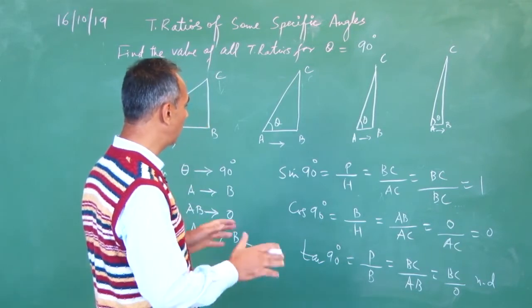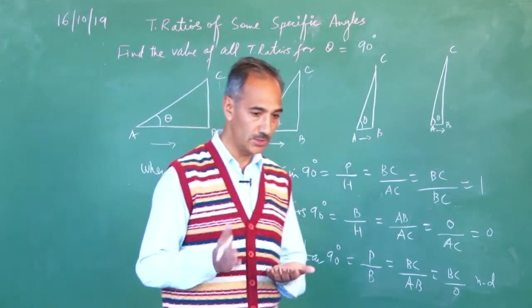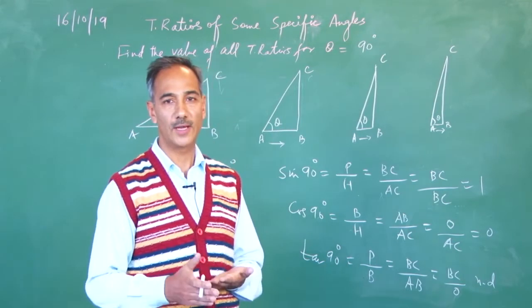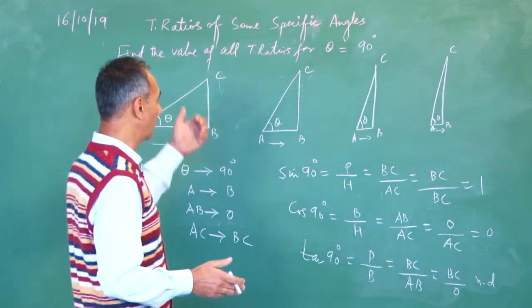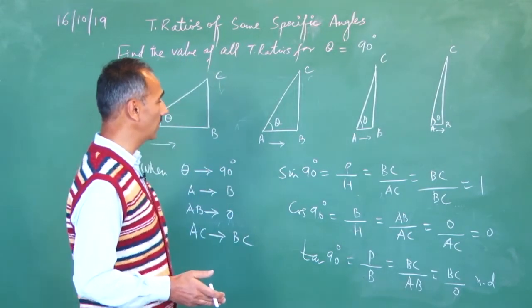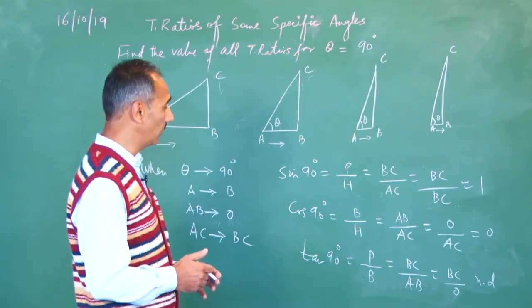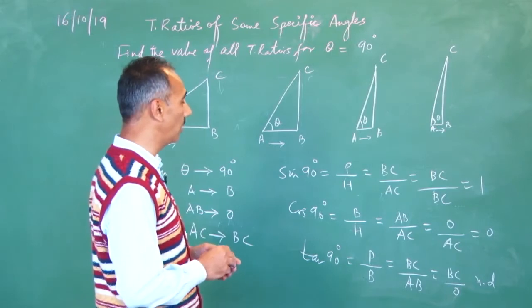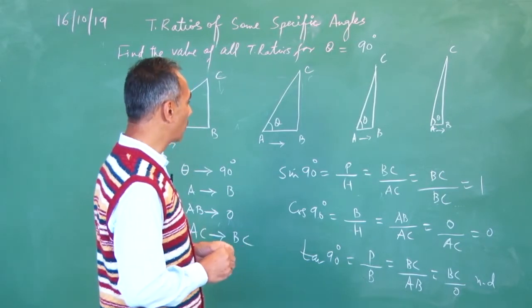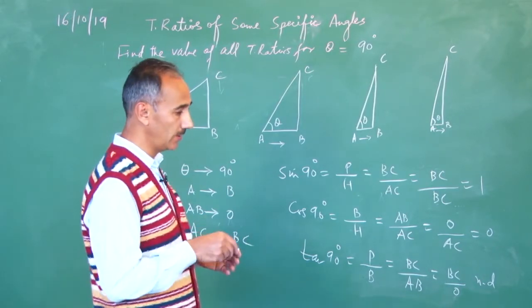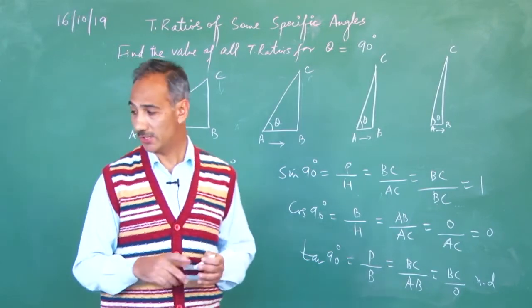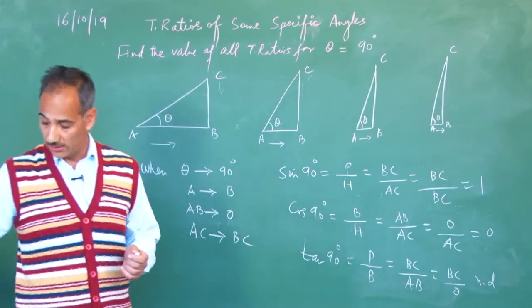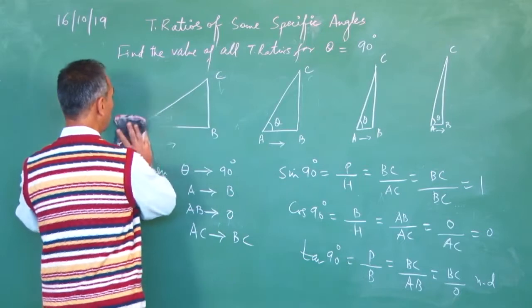Now we have derived the T ratios for all 5 specific angles. They are also known as standard angles because in daily life we come across them, especially in physics, this trigonometry has wide application in all branches of physics. So we'll frame a table. I will help you how to frame a table and how to retain these values. That is quite important.